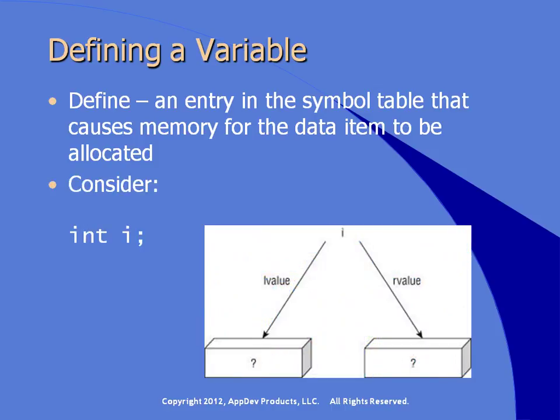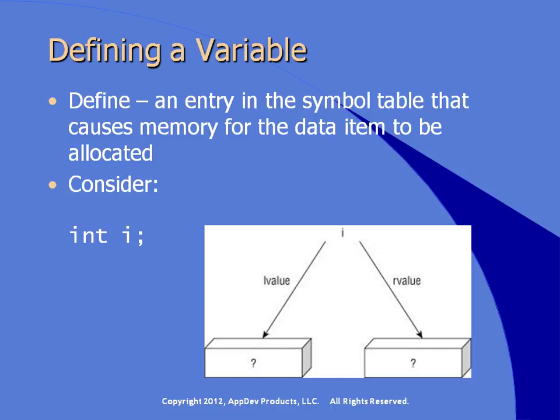For example, suppose that we have the definition int I. In this case, we're simply defining an integer variable with the name I. And in the graph on the other side, you'll see the variable I at the top of the graph. Then you'll see two legs coming down for L value and R value.